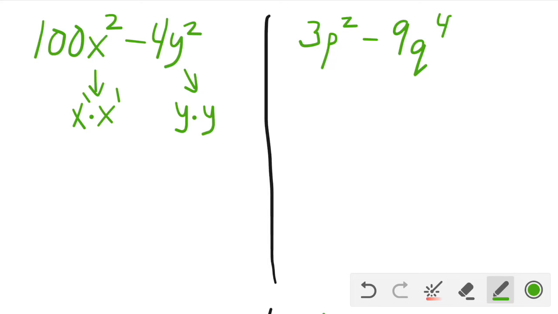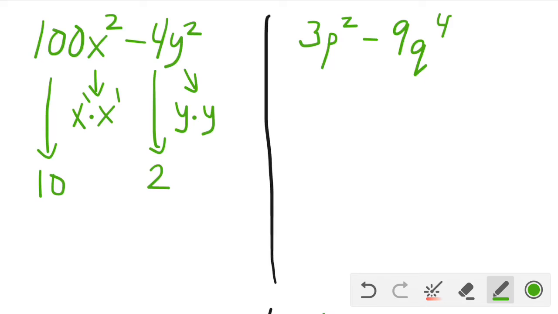Now let's go ahead and check our constants. In this case, the first term has 100. Could you get 100's square root? In fact, you can. It's a 10. And could you get the square root of 4? It's a 2. So if that's the case, we've checked the qualifications and it passes perfectly.